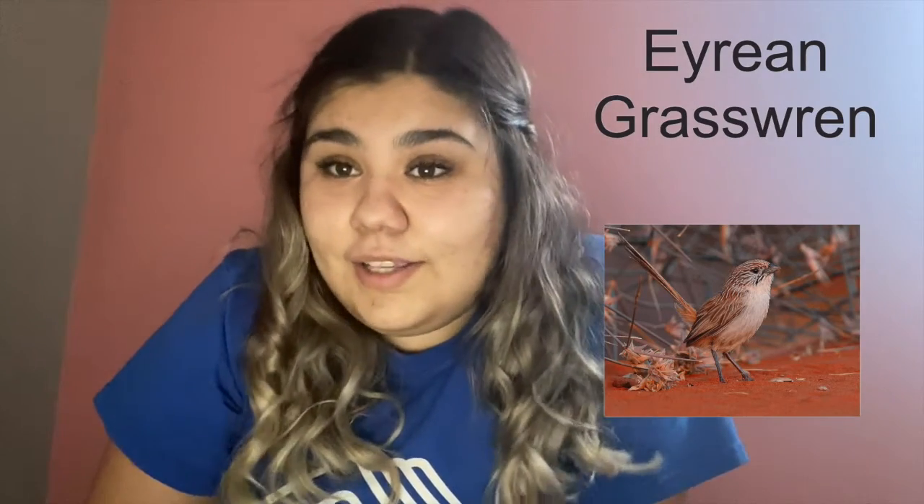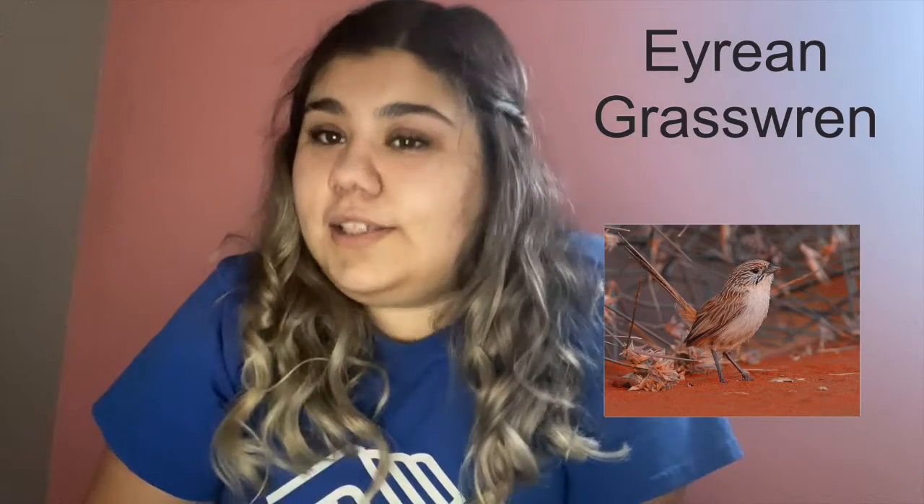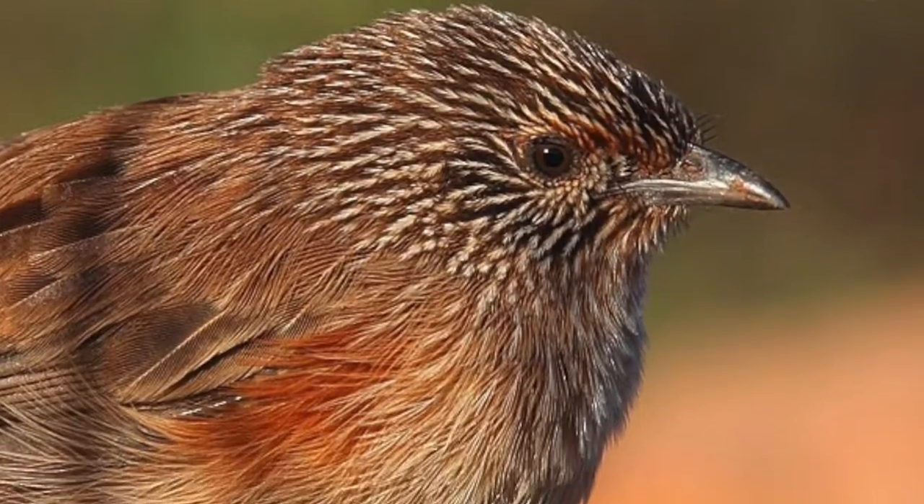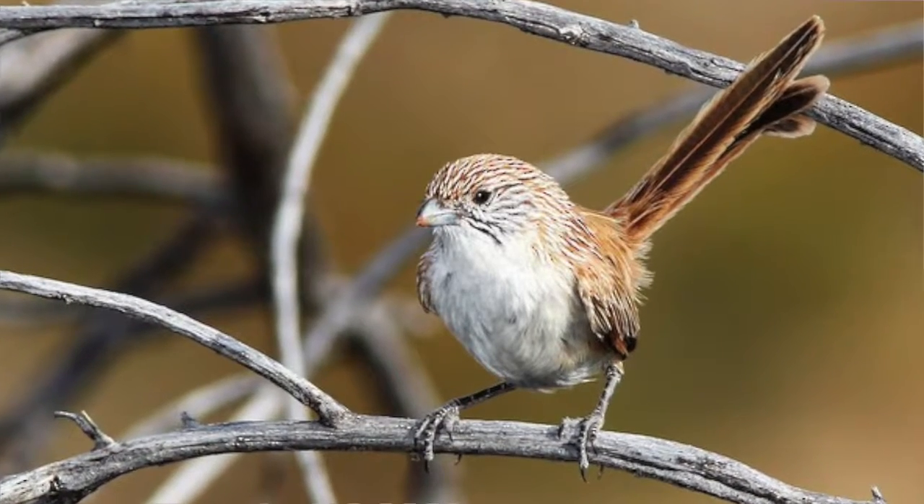The second animal we're going to talk about are the Eyrean grasswrens. These are small brown birds that can be found in dense grassy areas. The male birds are known for their loud singing. They measure between 5.5 inches and 6 inches long. Their colors vary. Their plumage can be brown, black, gray, and white. Streaked patterns are common, helping them to be able to hide in their habitat. Both bird watchers and predators have a hard time finding them.